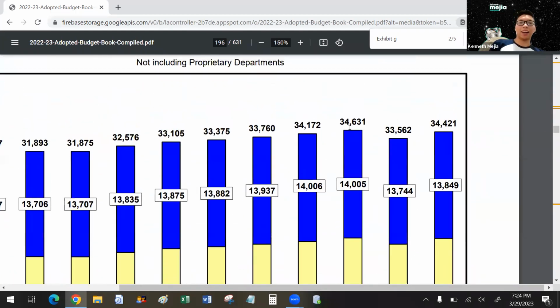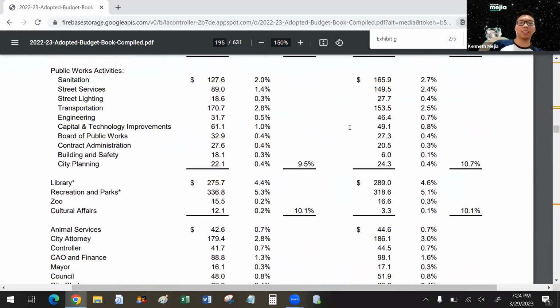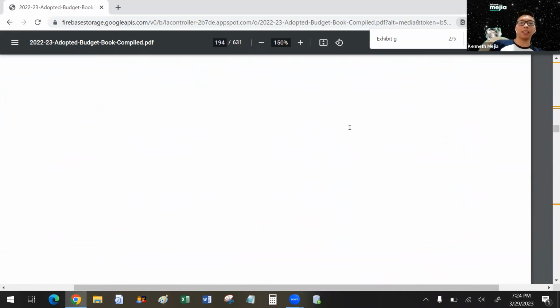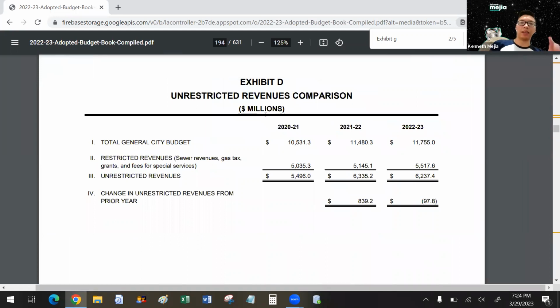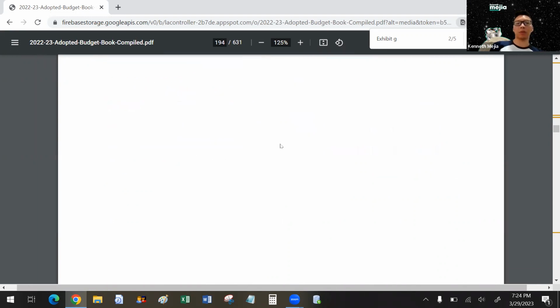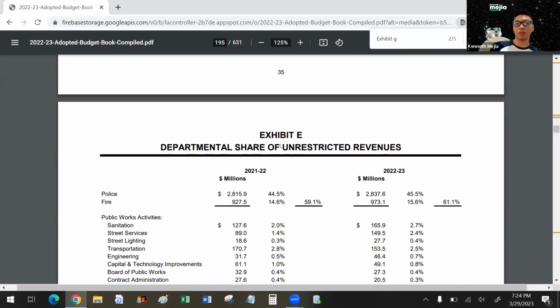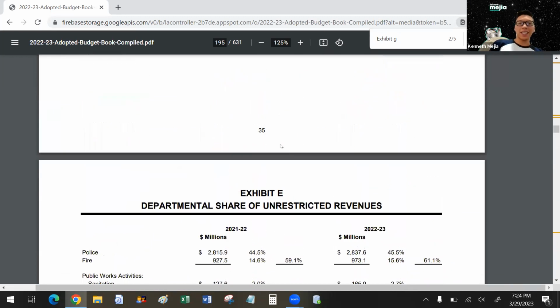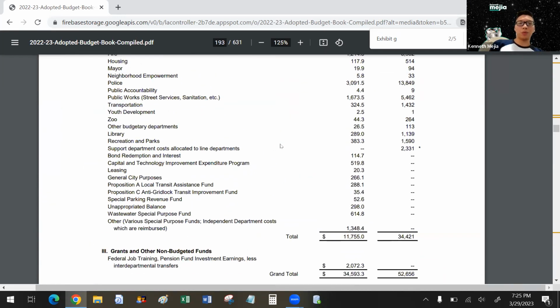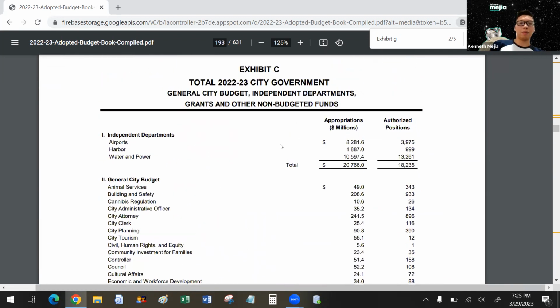So, yeah, that is Exhibit E and Exhibit D. And to summarize, the city of LA's budget consists of restricted revenues and unrestricted revenues. The cool thing about the budget is it shows the unrestricted revenues and where those funds go. Okay, let's see what other cool areas there are in the budget.